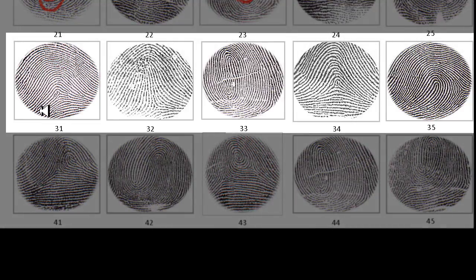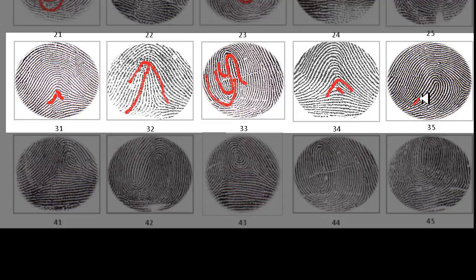Number 31 is this tent formation. It may be referenced also to a plain arch. This is a tent formation here. Definitely we've got some whorling ridges here. This is a whorl pattern, right?